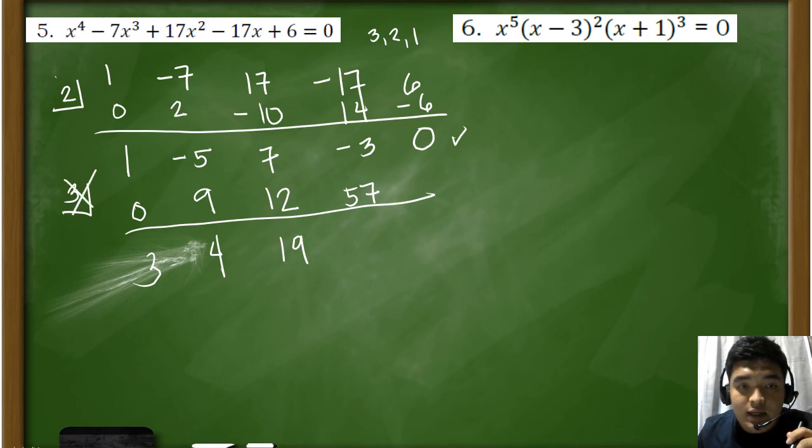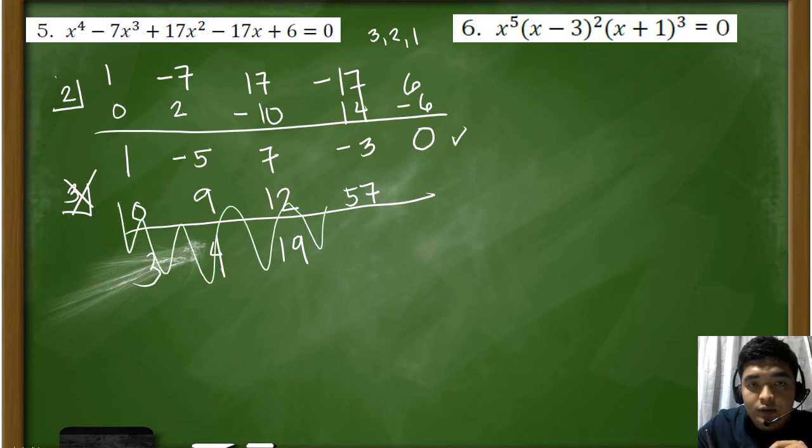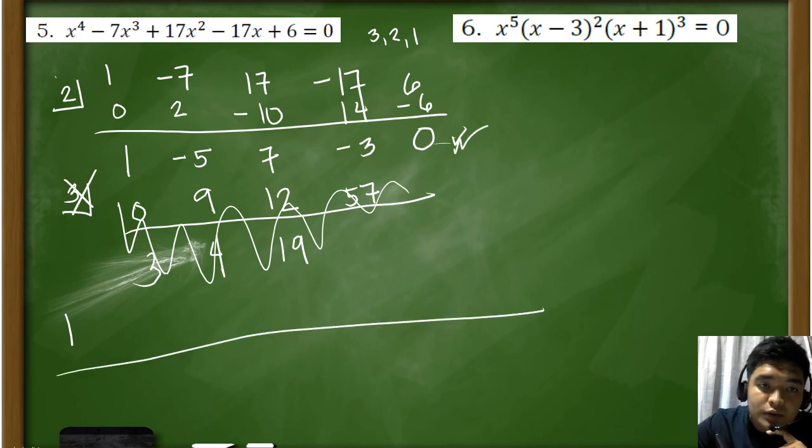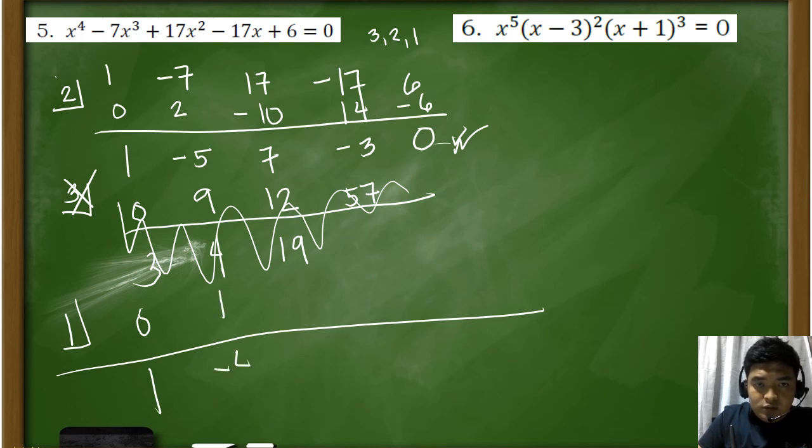So, let's try another one. Okay, so erase that. Let's try 1. Same as before. Sorry about that, I made a mistake. So, 1, 0, 1, negative 4, negative 4, 3, okay, 3. So the remainder is 0.